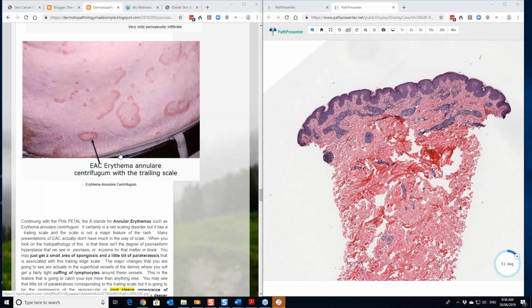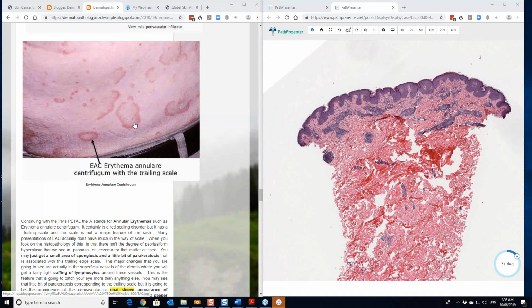Next one in our differential diagnosis of red scaly diseases from the mnemonic PETAL, A for an annular erythema. This is the most common annular erythema you're going to see, erythema annularis centrifugum. You can see it's an annular lesion with a trailing scale. These expand slowly over a 2 to 3 week period. They sometimes join up, and then you can start to get some curious serpiginous patterns. They're usually not terribly itchy at all.